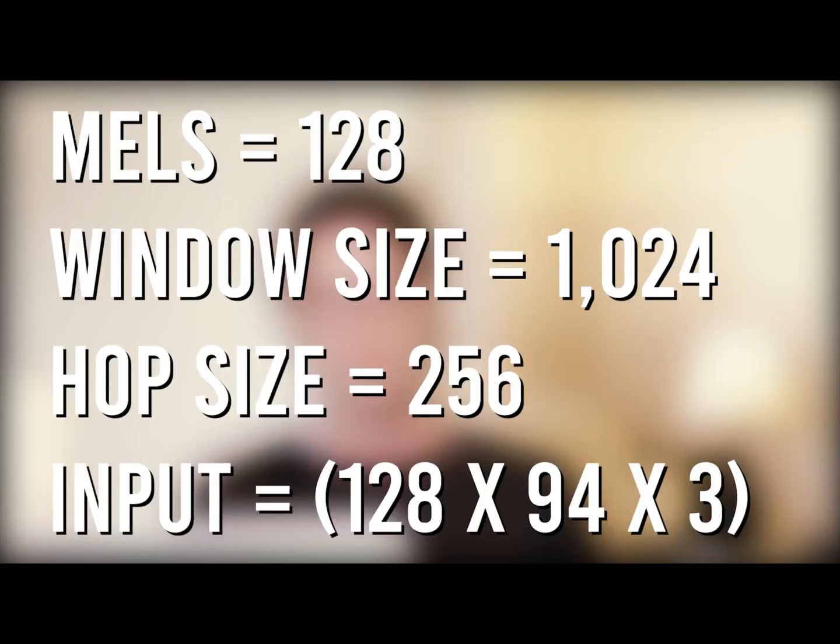To generate the spectrograms, I used a window size of 1024, a hop size of 256, and 128 mel frequency bands. Thus the input on average was a 128 by 94 by 3 input picture.